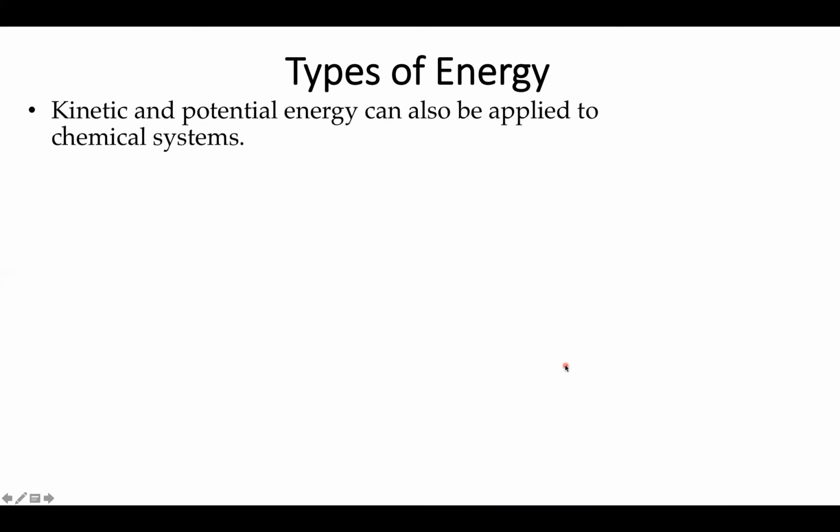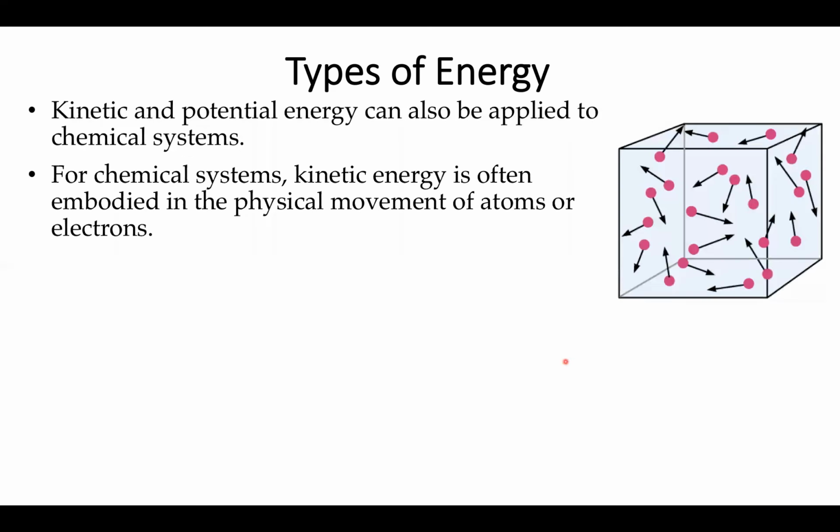Now, one of the big things is this idea of kinetic and potential energy can also be applied to chemical systems. In fact, we've already seen a fair bit of kinetic energy when we looked at our kinetic gas law. This was the idea that atoms moving around can exert a great deal of energy. And by tracking that amount of energy, we can make a lot of different predictions.